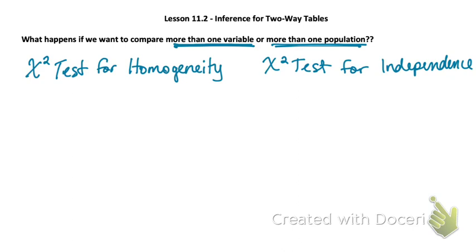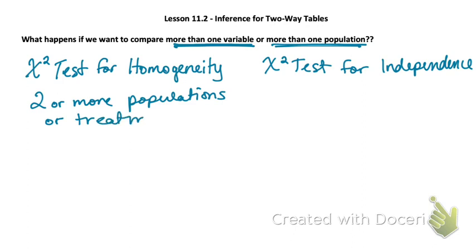So this is when you have two or more populations or treatments. A chi-square test for homogeneity is going to be when you have two or more populations or treatments and you're trying to see if they are distributed the same or if they're distributed differently.